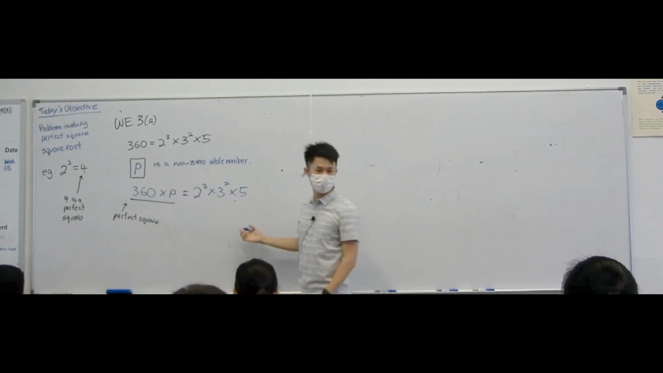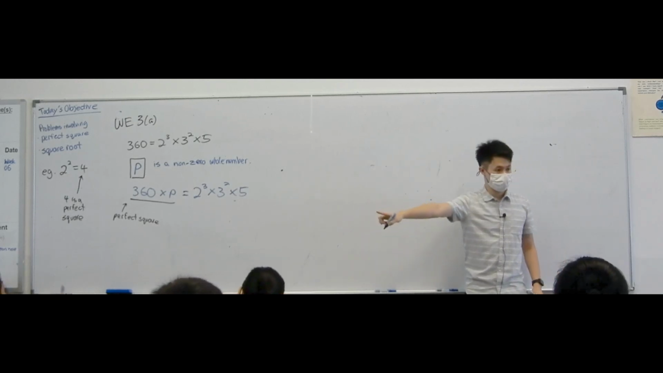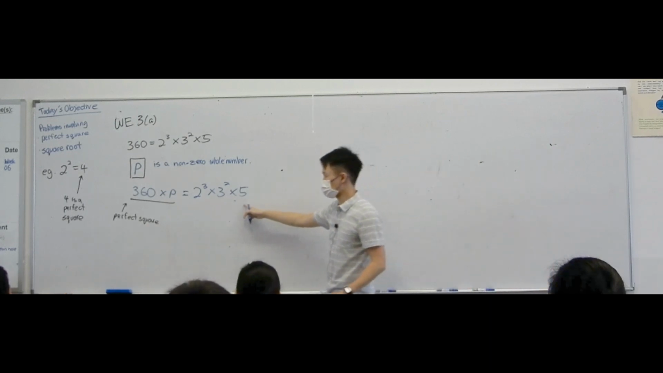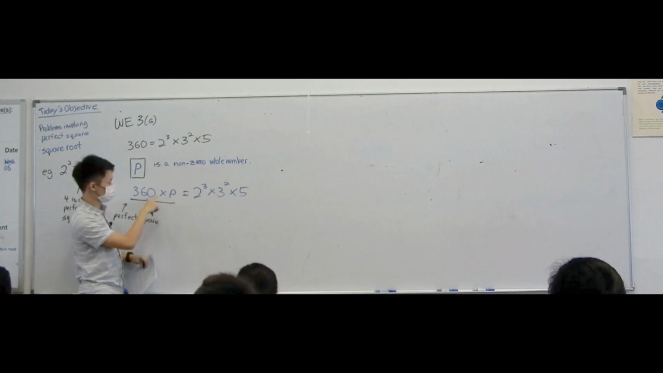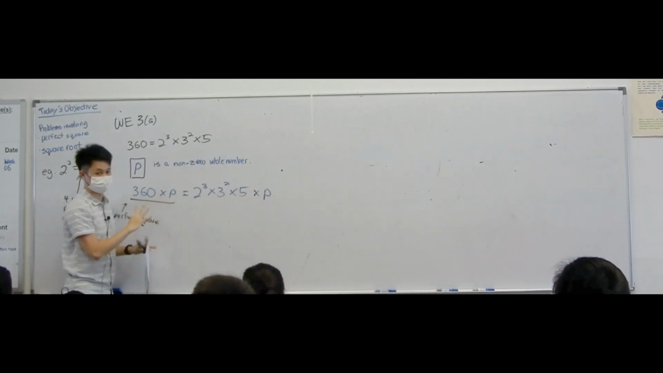Am I done here? Does this make sense? It will be times P. Why must it be times P? Because this product of prime factors is equal to 360, so I must leave it times P. Then it will be equal.